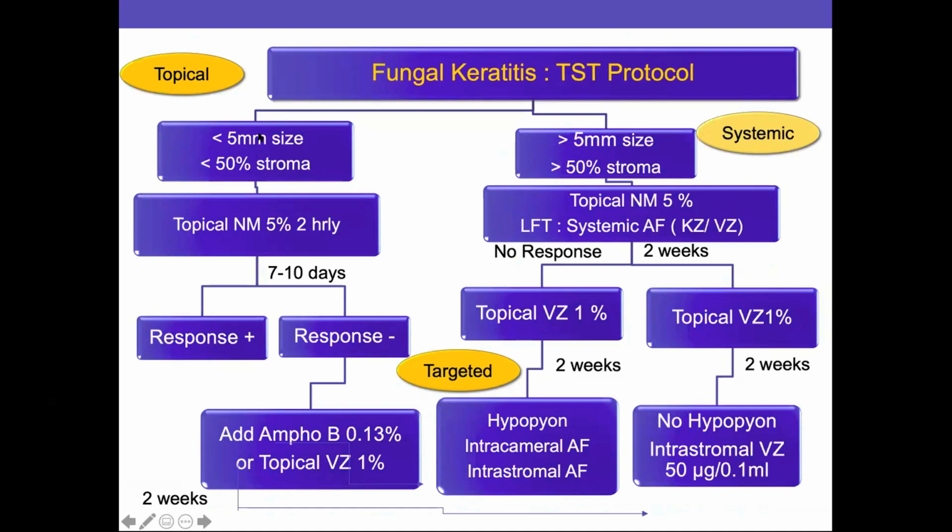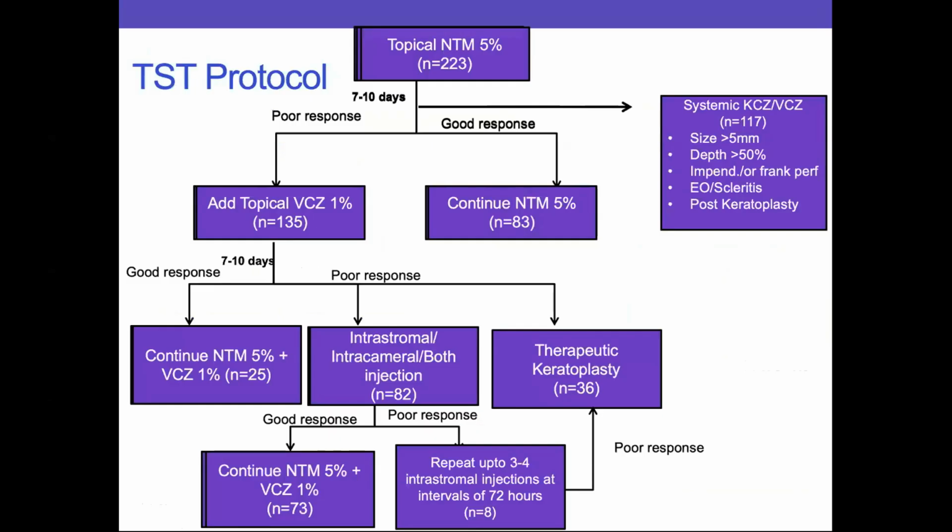So if the ulcer size is less than 5 millimeters in size, less than 15% of the stroma, you start with the topical natamycin. If there is no response, then you add amphotericin B or topical voriconazole. However, if the ulcer size is large, then you start topical and systemic. And if there is no response, you add topical voriconazole to it. And if there's no response for 4 weeks, then you give a targeted therapy in the form of intracameral, intrastromal, or both, depending upon where your exudates are.